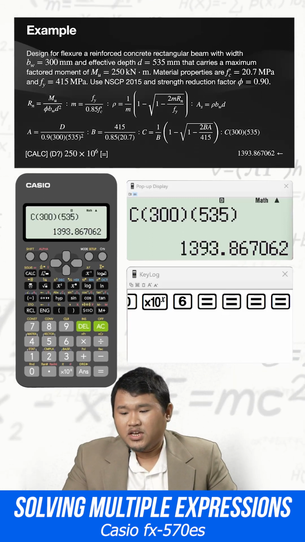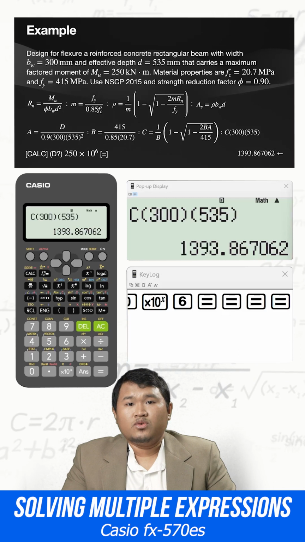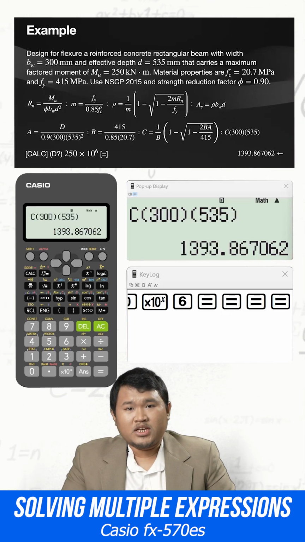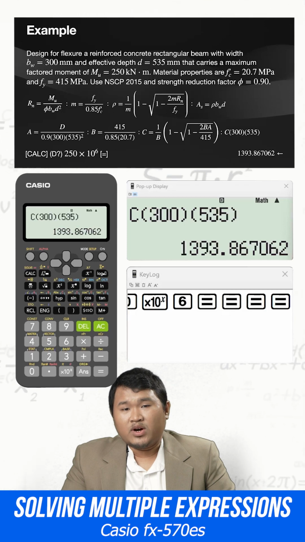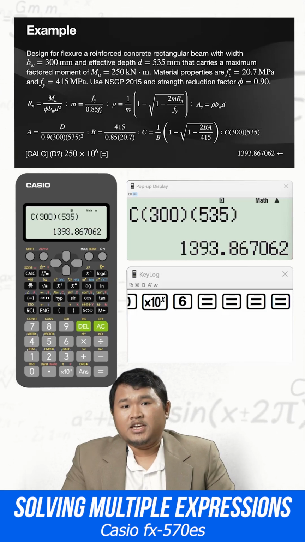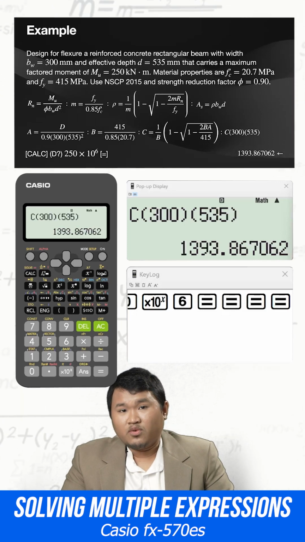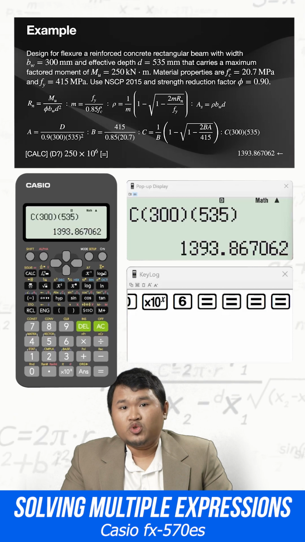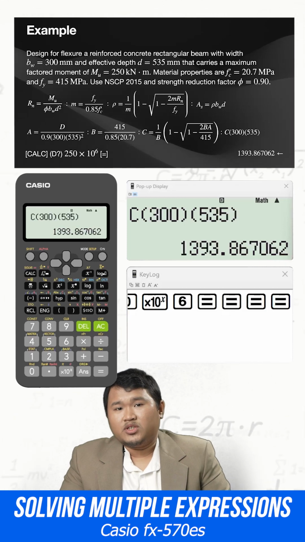So as you can see, the colon operator allows us to input expressions into a single line of input and then evaluate them one at a time in the calculator. And we can also assign values of expressions into variables and then use them in substitution in other expressions.